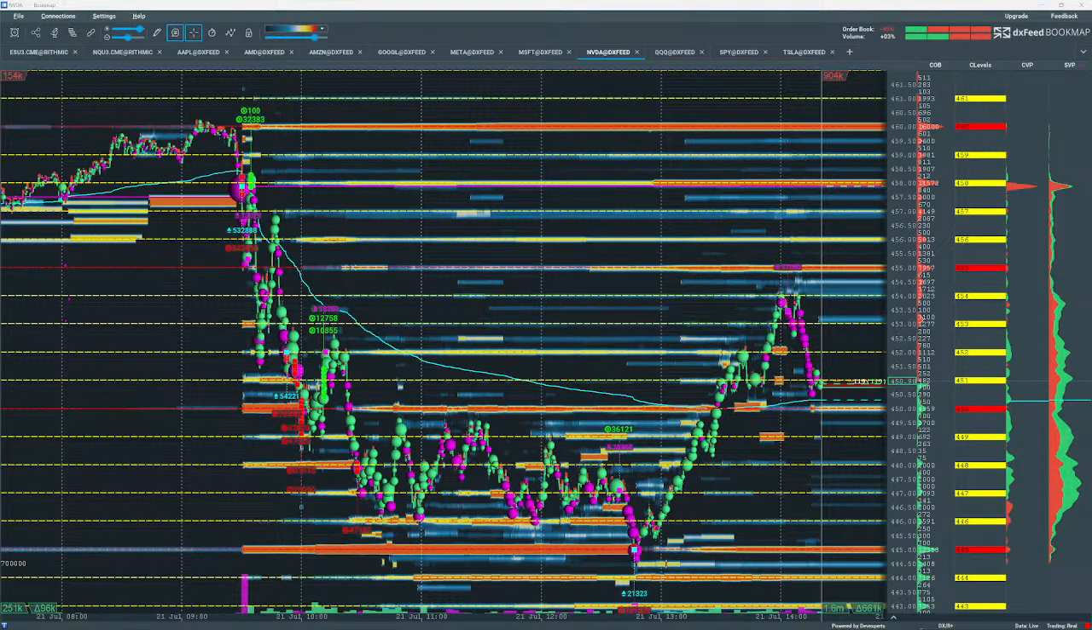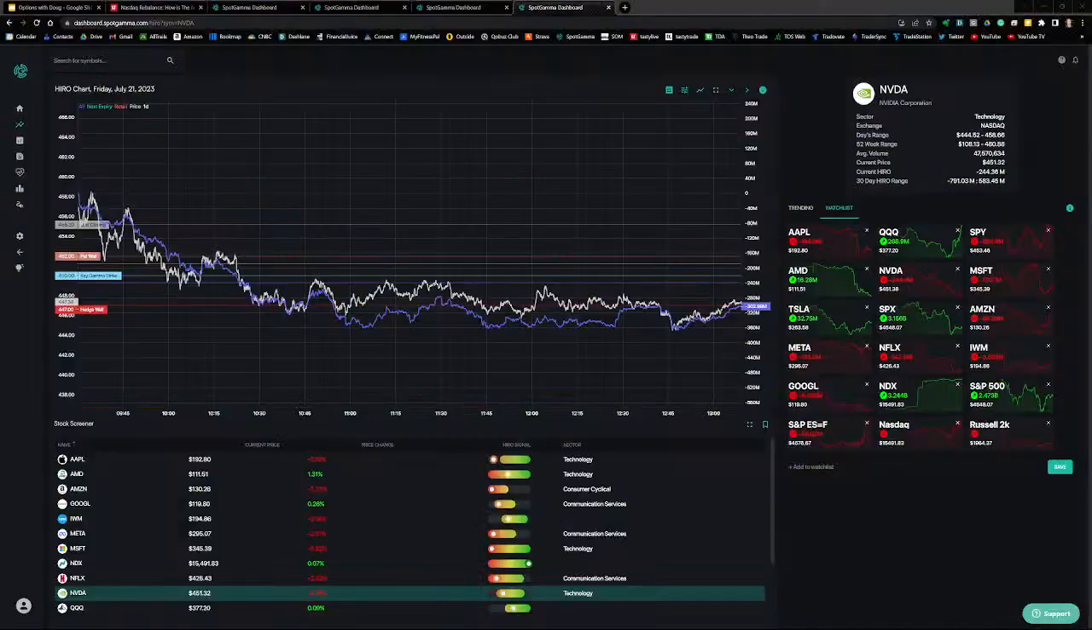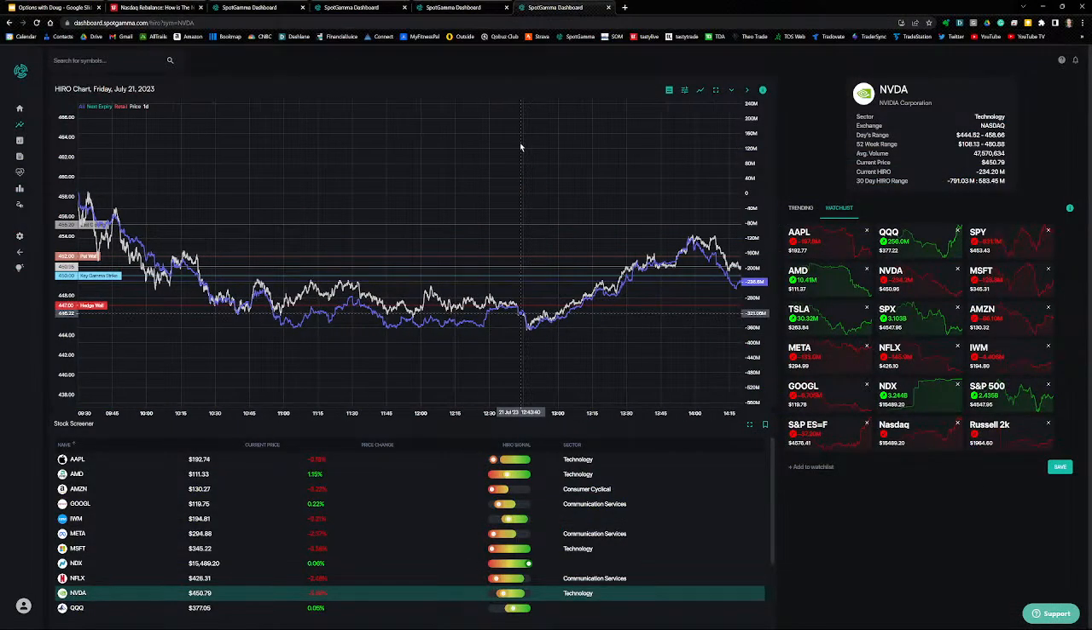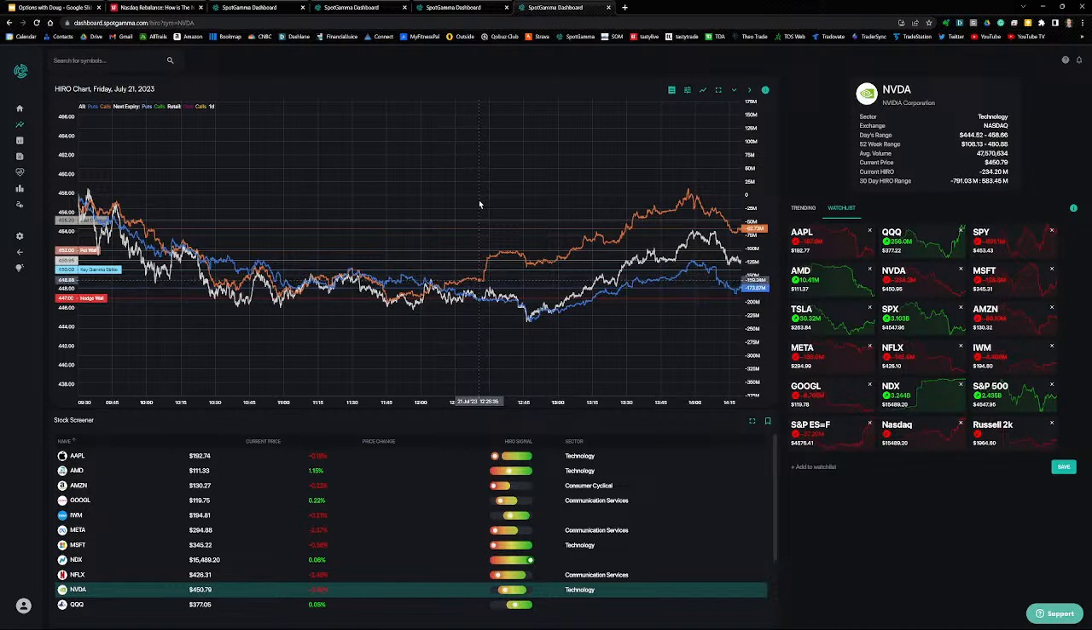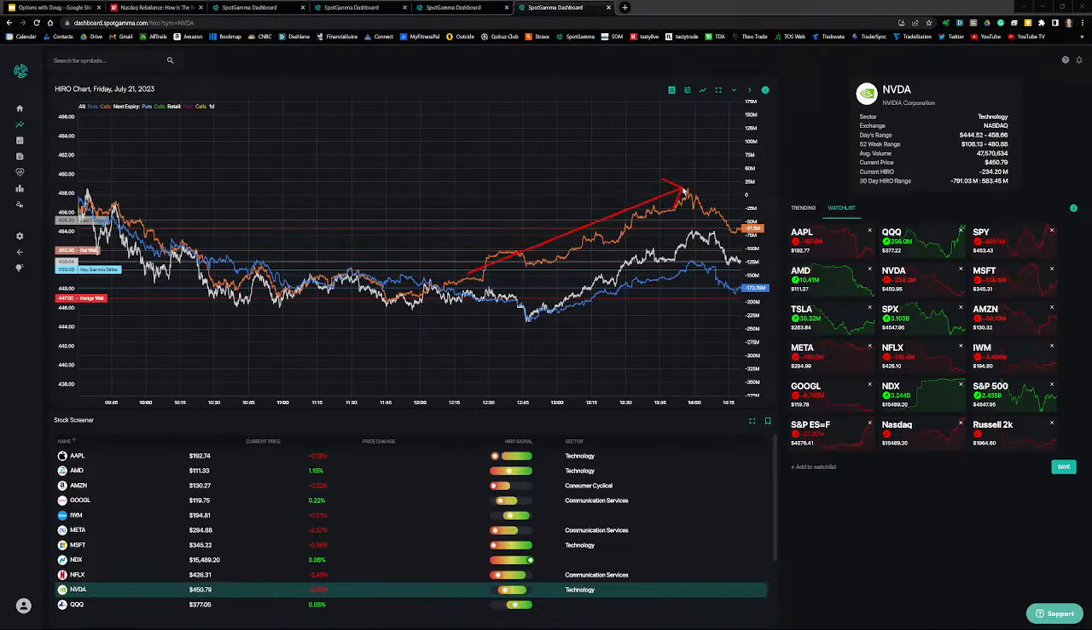All right, let's go back and take a look at Hero. So it looks like traders around 12:30, started maybe at 12 o'clock, started to buy calls. Helping to lift price higher as they started to sell puts.